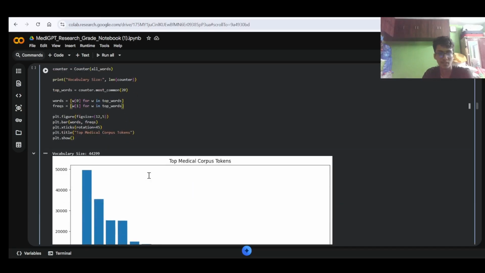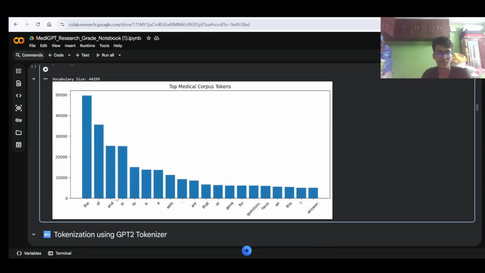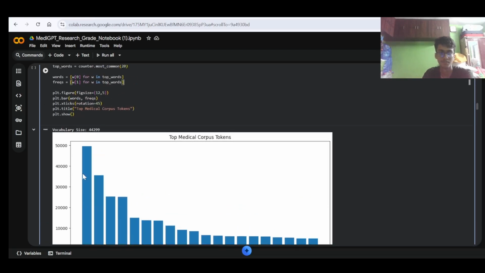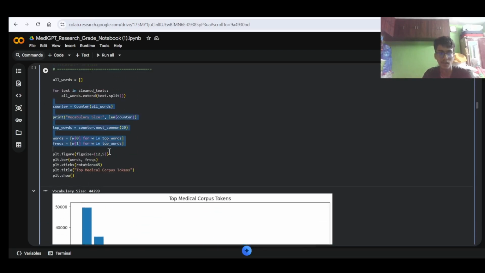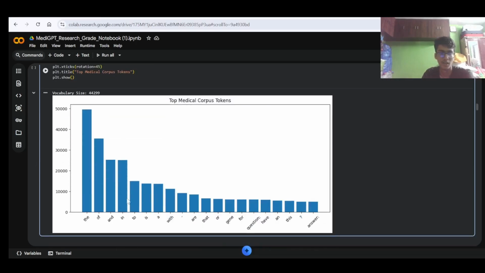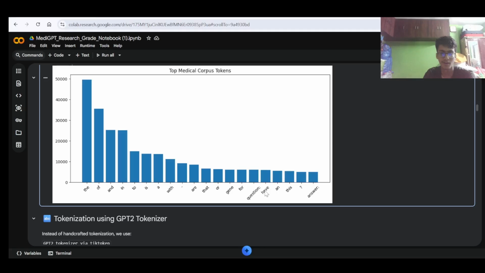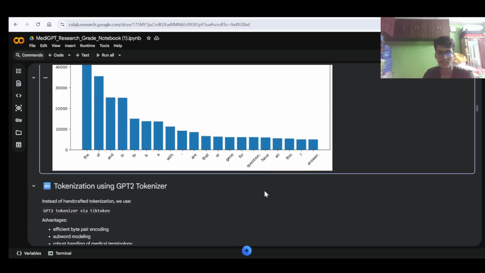Then the vocabulary set. Now look at the vocabulary set. "The" has the highest count and is used a lot. If you look at the other words, "of" and "and" are common prepositions, and "question" and "answer" are used a lot because that is what our dataset's aim is.